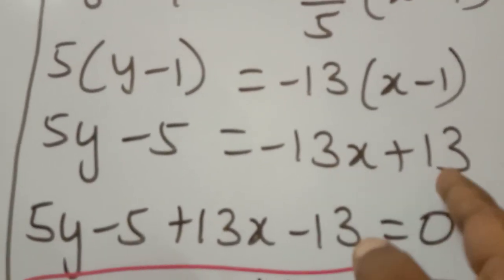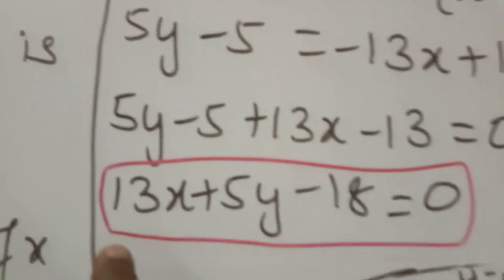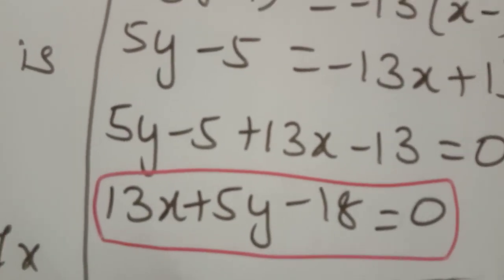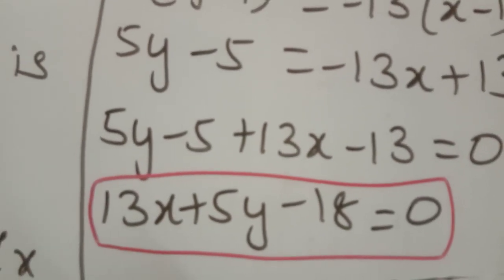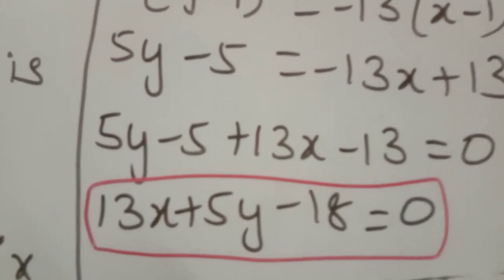Now x is negative, so bring these two terms to the left hand side and we get the equation 13x plus 5y minus 18 is equal to 0. This is the equation of the required straight line.